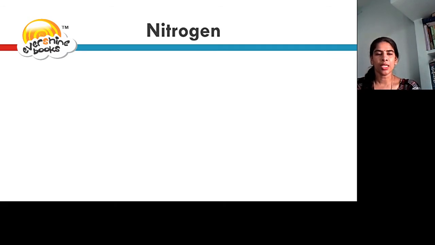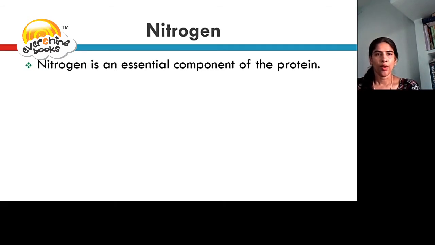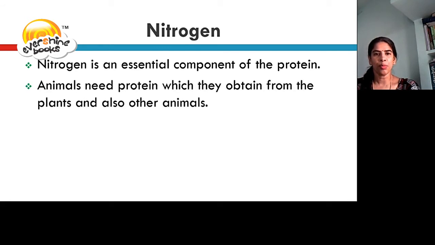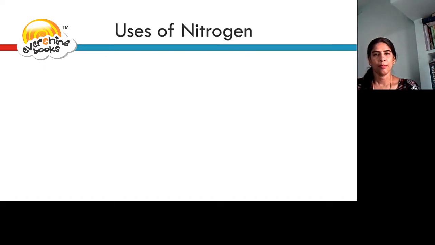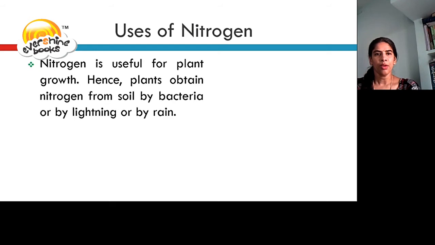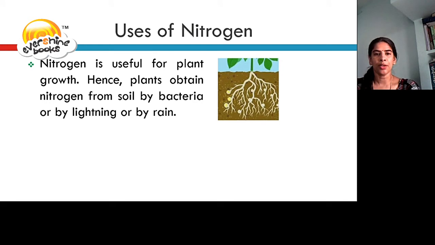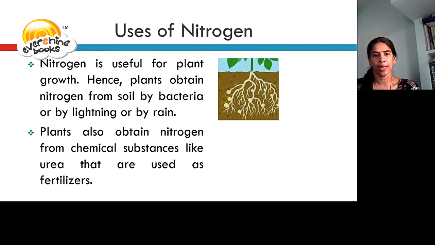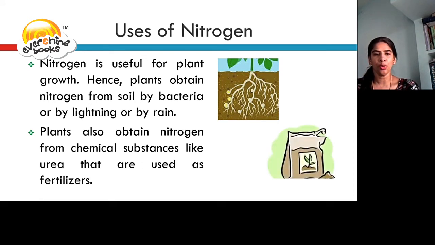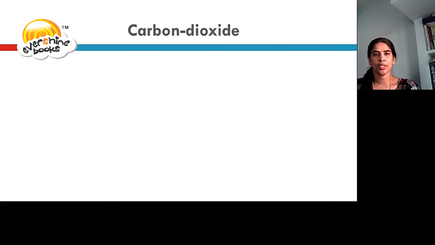Nitrogen is the next part of the air. Nitrogen is an essential component of protein. Animals need protein, which they obtain from plants and also from animals. Let us now discuss the uses of nitrogen. Nitrogen is useful for plant growth. Hence, plants obtain nitrogen from soil by bacteria or by lightning or by rain. Plants also obtain nitrogen from chemical substances like urea that are used as fertilizers.